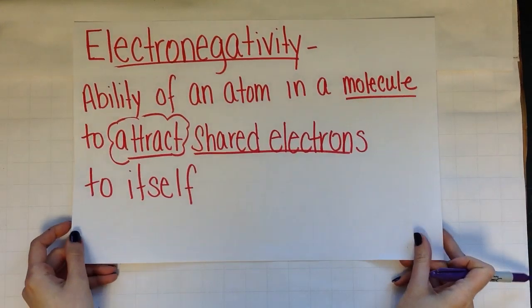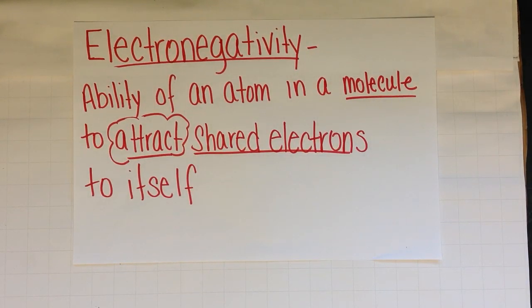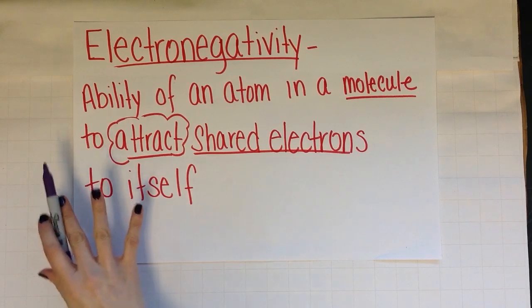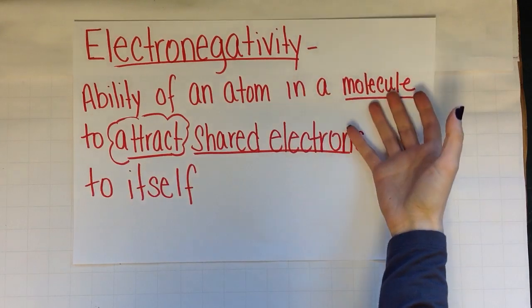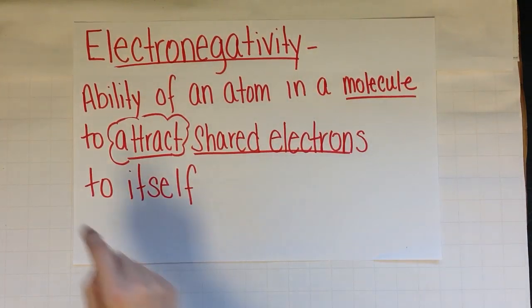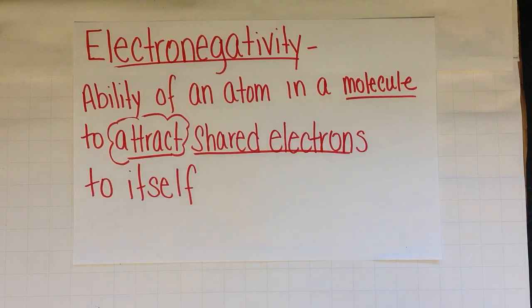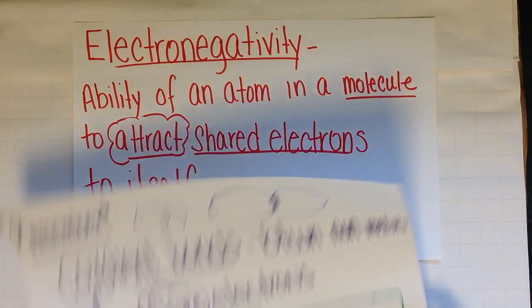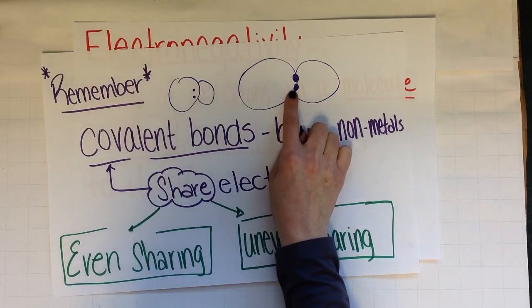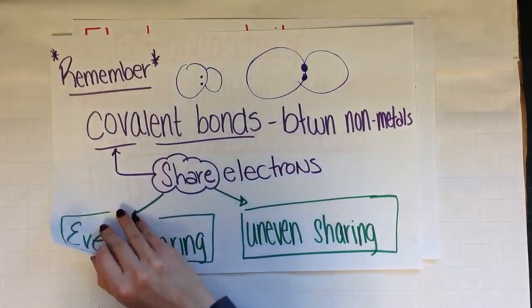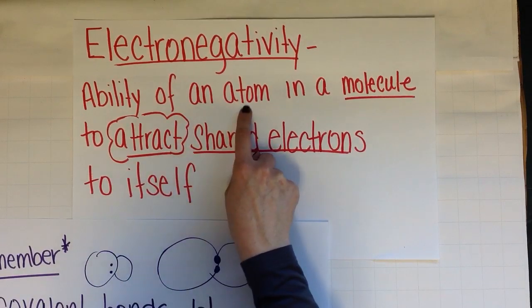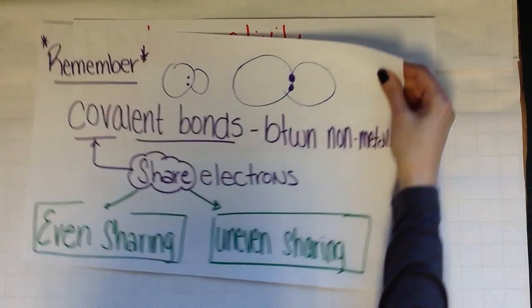Why? Well, because our topic today, electronegativity, talks a little bit about that. So let's look at what electronegativity means. It's the ability of an atom when it's bonded, meaning in a molecule, to attract shared electrons to itself. In this picture, this is a molecule, two or more atoms bonded together. So it's the ability of an atom in a molecule to attract shared electrons to itself.